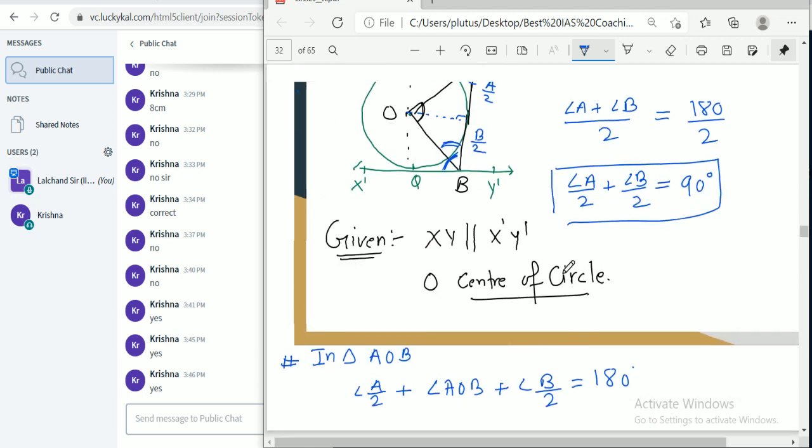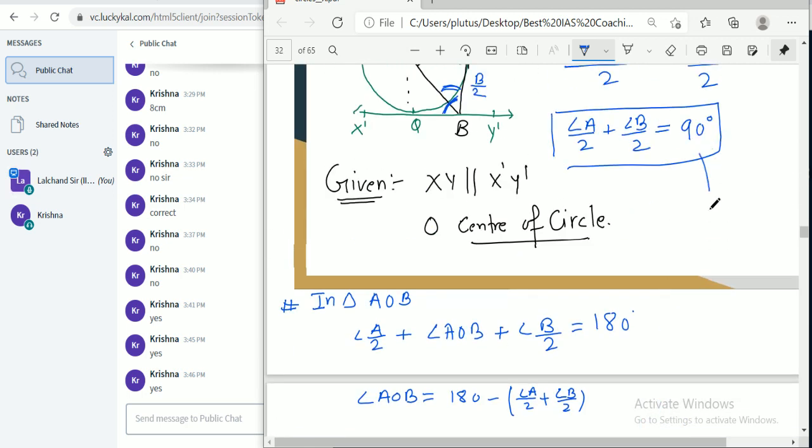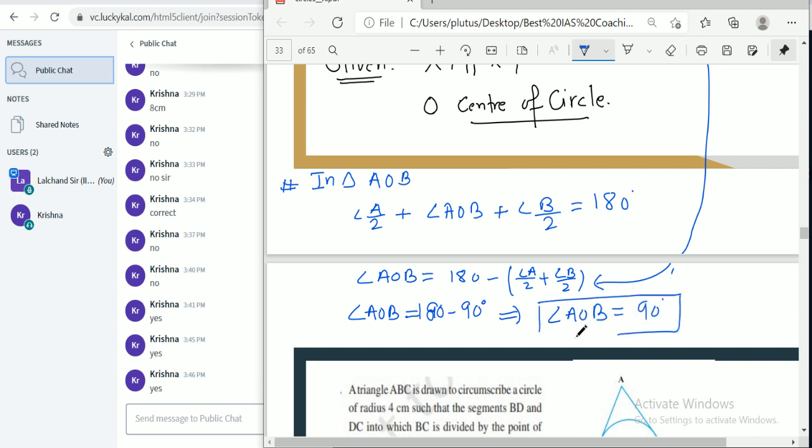And the value of this is known to us. What is the value of this? This is 90 degrees. If we substitute this value in this equation, finally we have angle AOB equal to 180 minus 90. So this implies angle AOB is equal to 90 degrees. So this is the proof of this question.